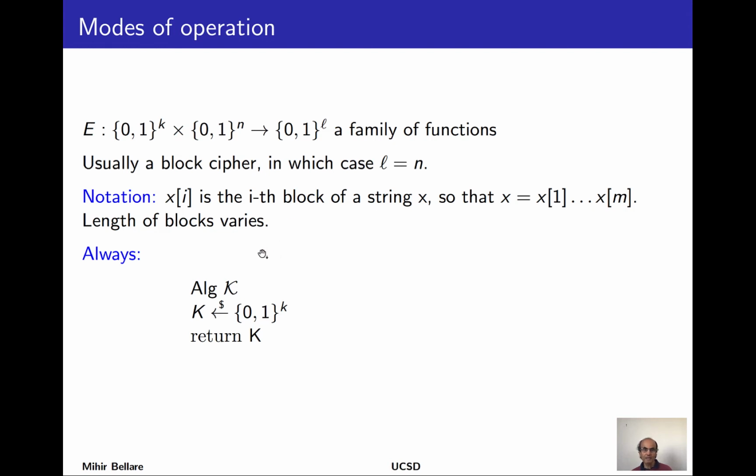Whenever we use a family of functions, or usually at least, the key generation algorithm simply picks a random key for this function family and returns it. So the key for encryption is just a key for the family of functions. And with that, we can usually omit mention of the key generation algorithm.